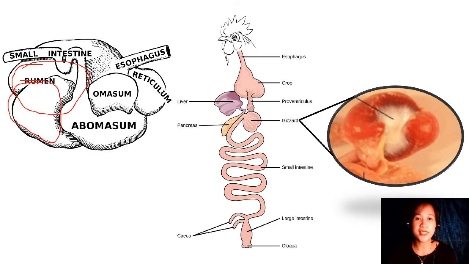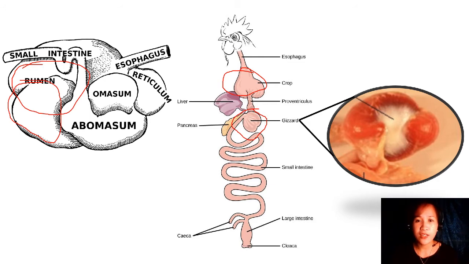Another one is the crop and the gizzard. In our term, gizzard is baticolon. The crop and the gizzard are found in birds and some species of invertebrates like the grasshopper and earthworms. When we speak of invertebrates, those are organisms that don't have a backbone. Okay? So what functions do you think these structures perform in digestion?